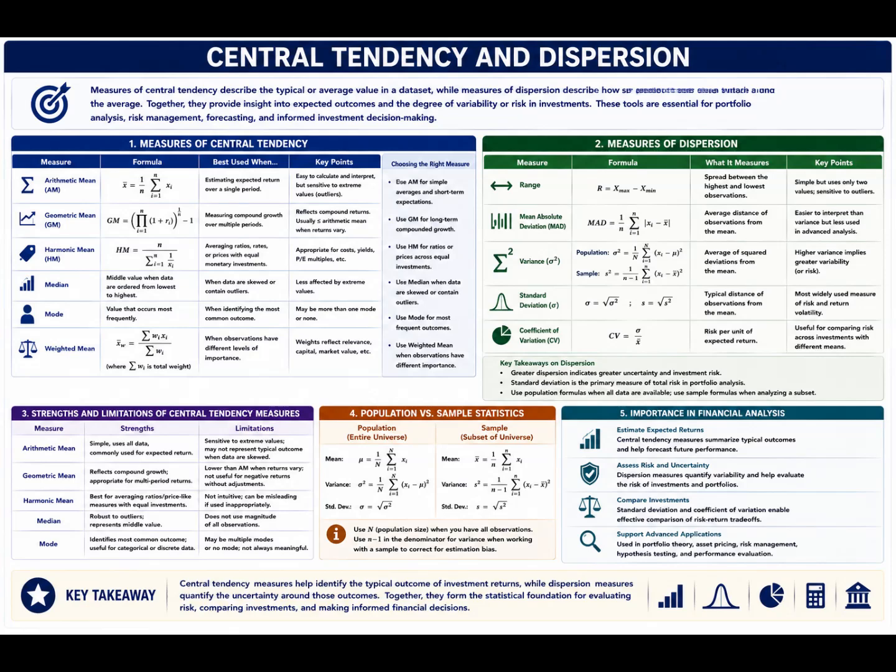Population formulas are used when the entire dataset is available, while sample formulas adjust for estimation bias when only a subset of observations is analyzed. The topic demonstrates that larger standard deviations indicate greater volatility and uncertainty, whereas smaller values suggest more stable returns. In investment management, standard deviation is widely used to compare the risk profiles of securities and portfolios.